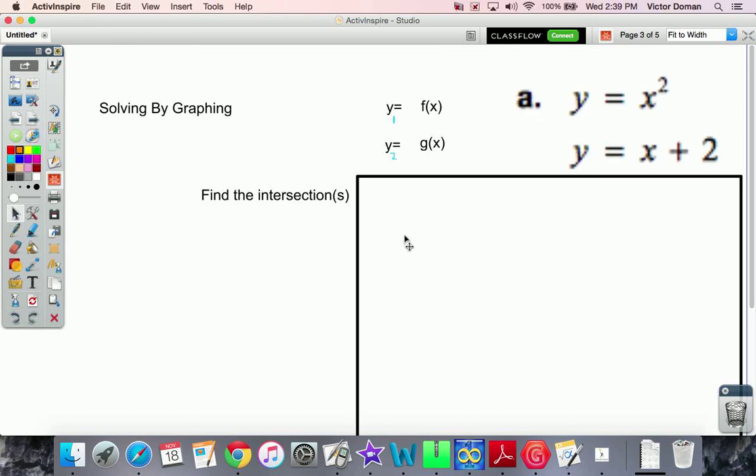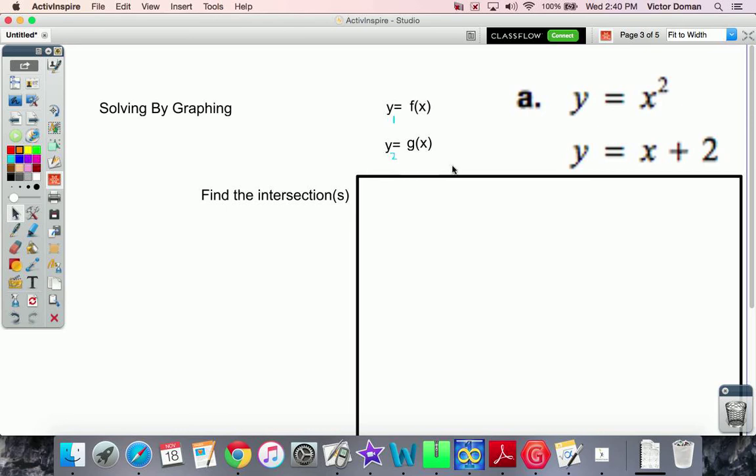The first method, solving by graphing. Okay, I have two functions, f of x and g of x. Those two functions, I want to find out when they're equal. So because I have a calculator that will do the graphing for me, or I can use the software that's going to graph for me, I'm going to take that first function and set it in the first portion of the y equals, and I'm going to take that second function and I'm going to plug it into the second y.